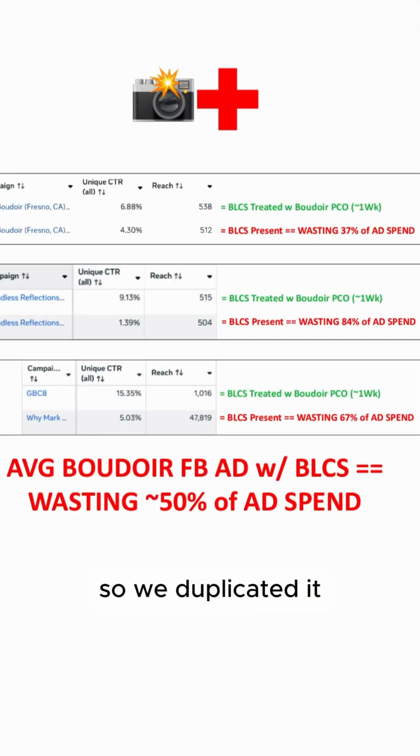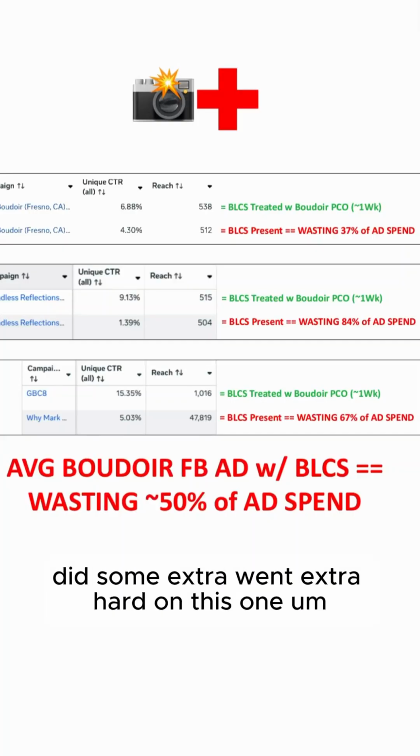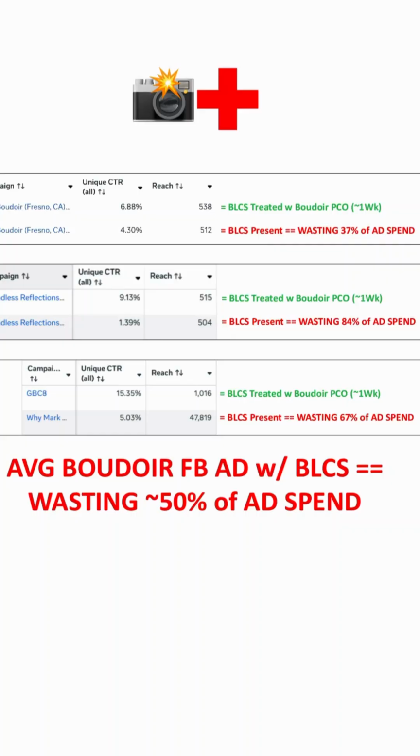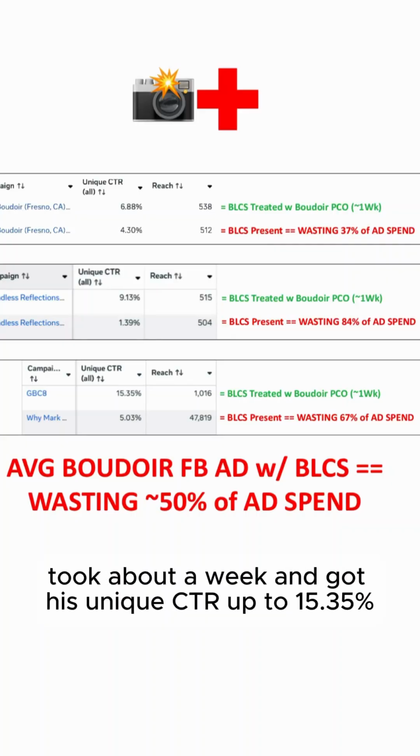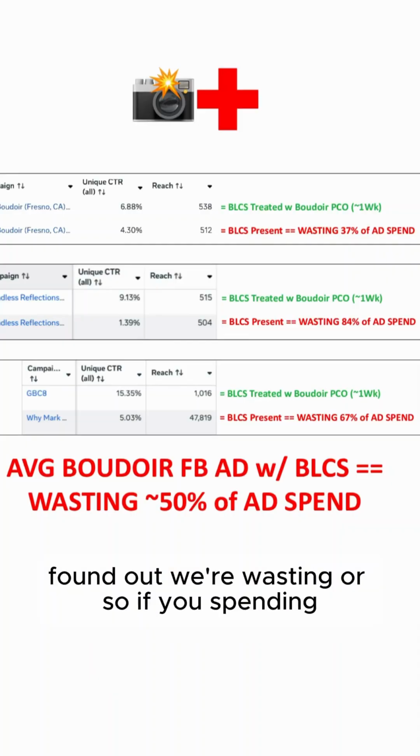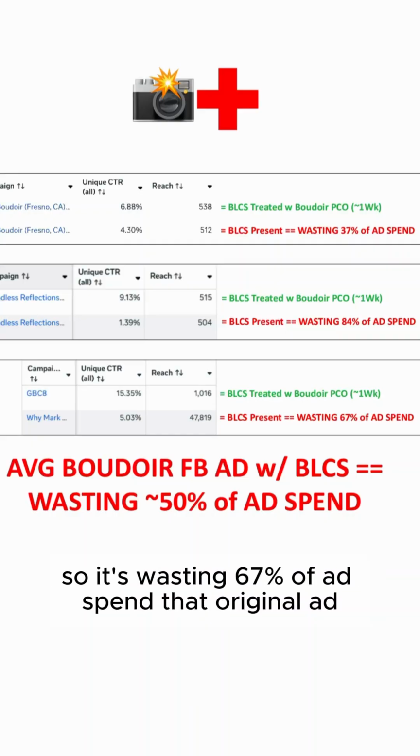So we duplicated it, did some extra, went extra hard on this one. Treated with Boudoir Pico, took about a week, and got his unique CTRL up to 15.35%. So we found out he was wasting 67% of ad spend on that original ad.